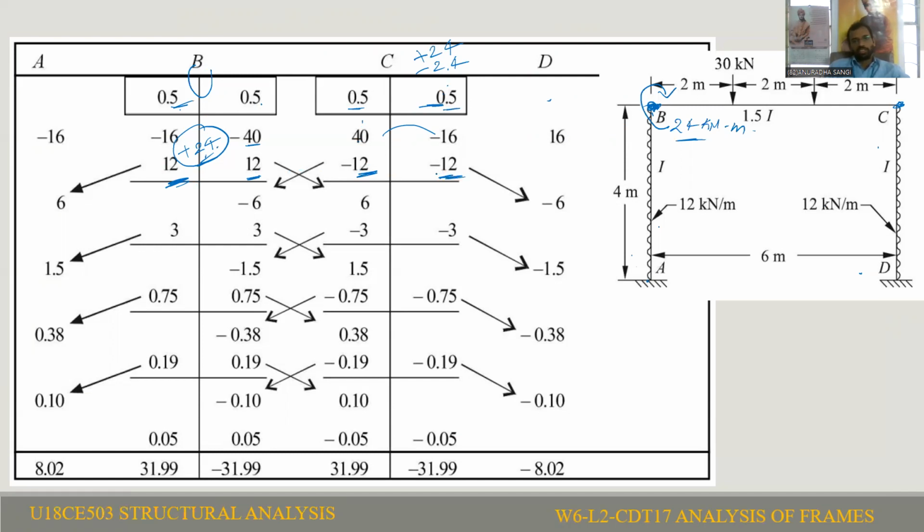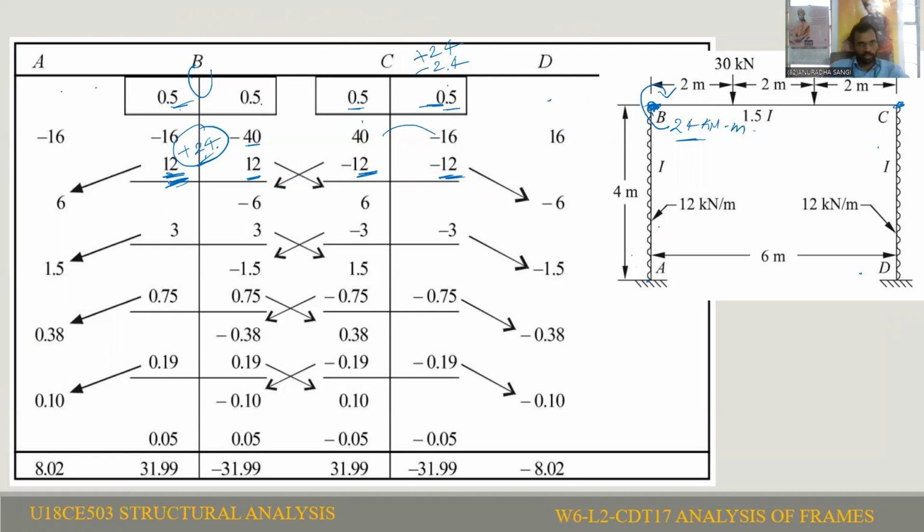This stage is called balancing. After completion of balancing, according to the carryover theorem, we have to carry half of the moment to the forward end, only if the forward end is fixed. So we are applying a moment of plus 12 kilonewton meter for the BA member.